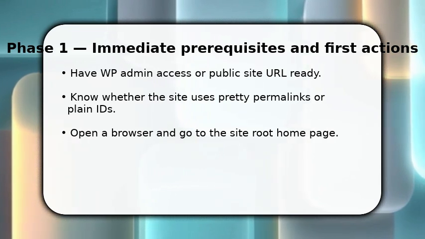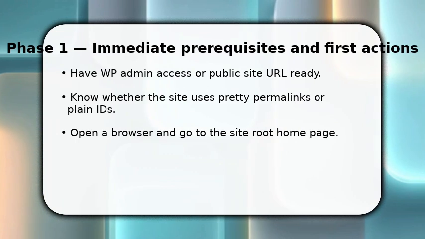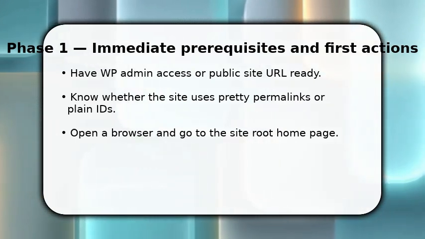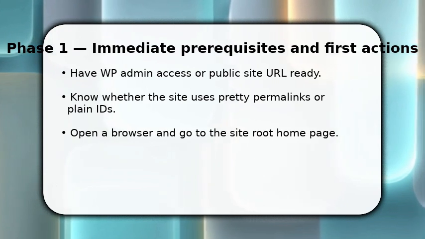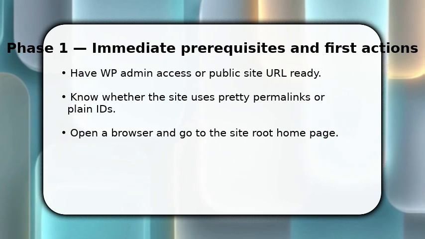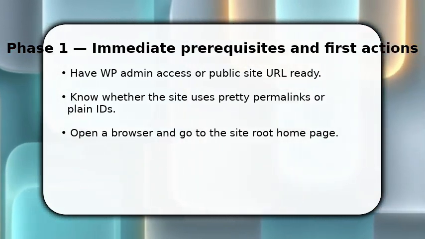Start at the WordPress site home. Once there, check the visible feed link by viewing page source or using browser find. Make sure you inspect the head section for link rel equals alternate entries because WordPress declares RSS there. If you find one, note its type, RSS 2.0 or Atom, so you choose the right reader.